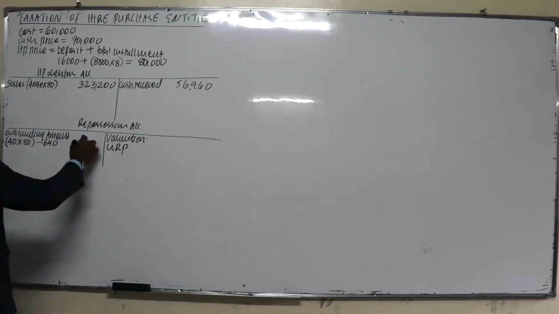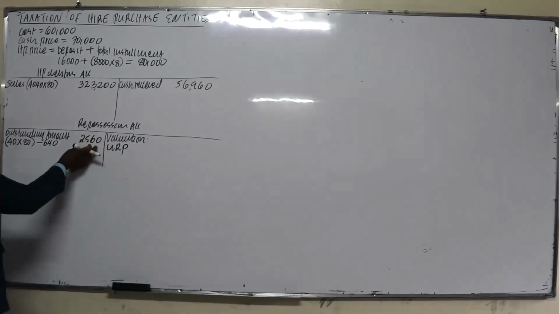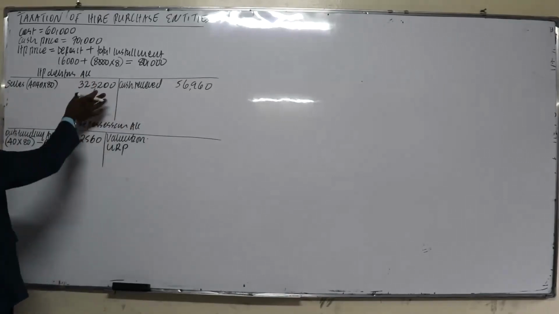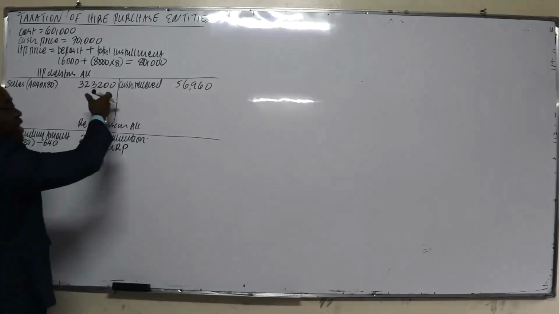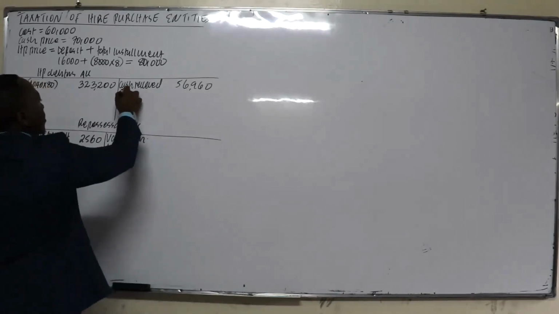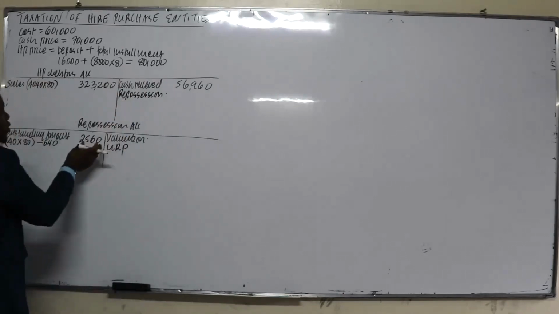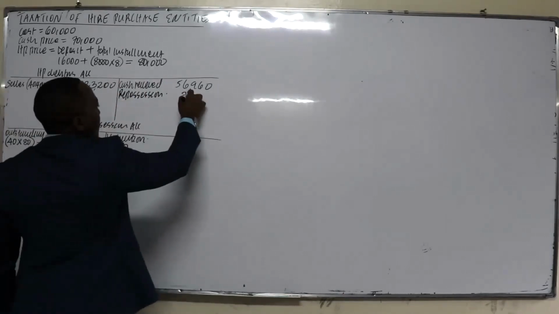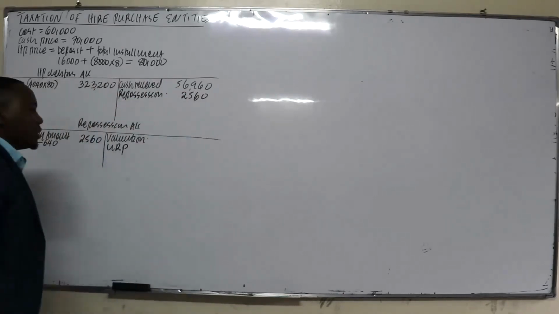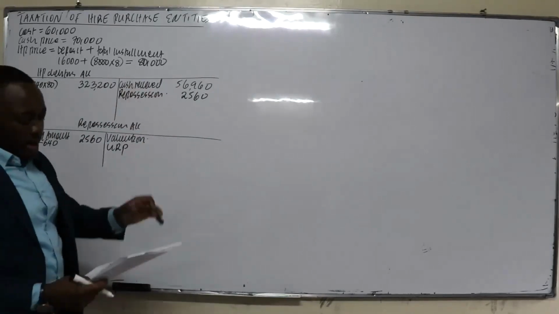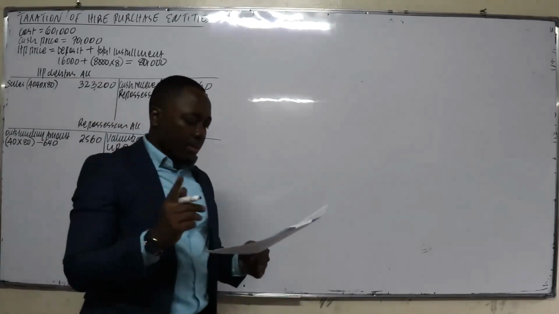An amount of 2,560. Now this 2,560 is also what you eliminate from the debtors, because those sales were already included here, but we have already repossessed. So repossession, and the outstanding amount was 2,560. So you debit here, you credit there. You do that.